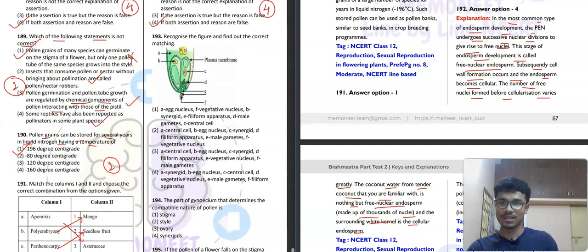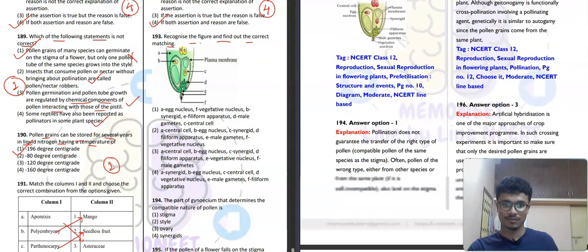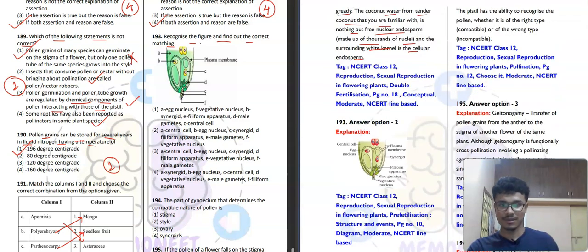Now let's discuss question 193. Recognize the figure and find out the correct matching. A, B, C, D, E, F are given. So okay, you can see this diagram.